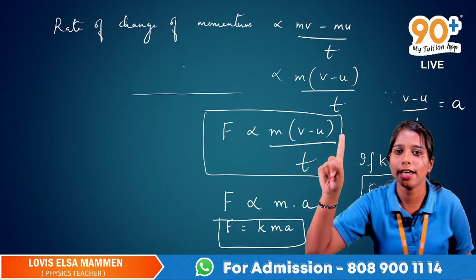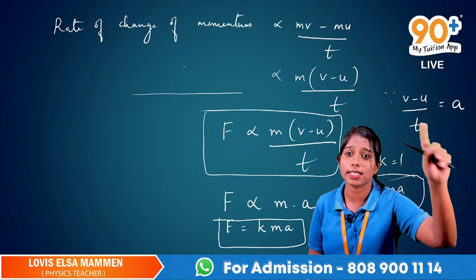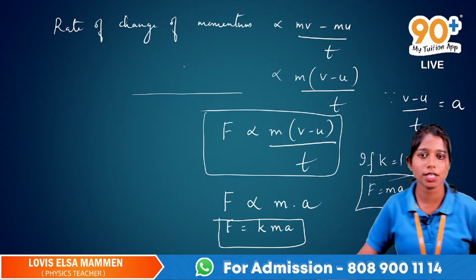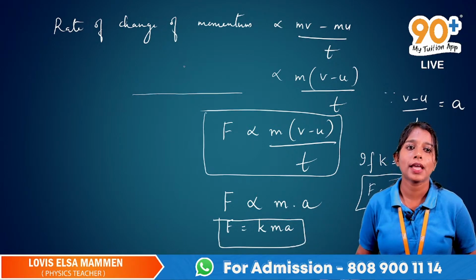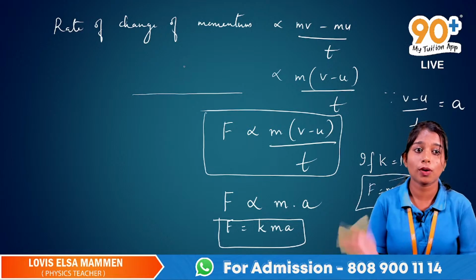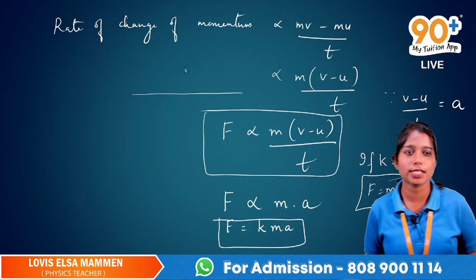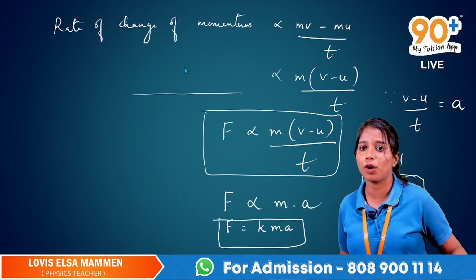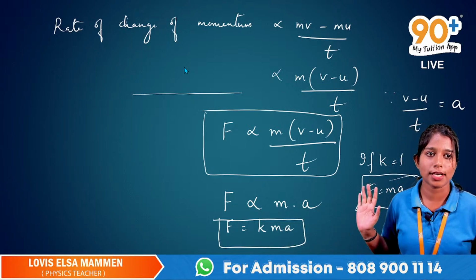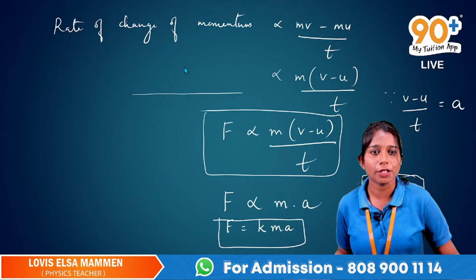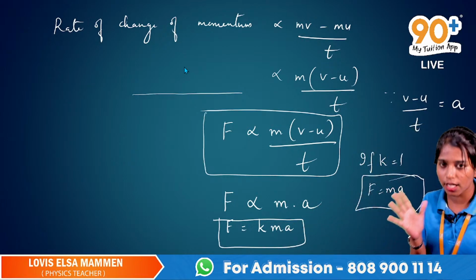What is this (v minus u) by t? It is acceleration, rate of change of velocity. So I will substitute it as F is proportional to m into a. There is a proportionality sign, but we need an equal sign. So multiply it with a constant and then the equation will become F is equal to k into m into a. Here k is a constant of proportionality. And if the value of this constant is 1, we can write it as F is equal to ma.